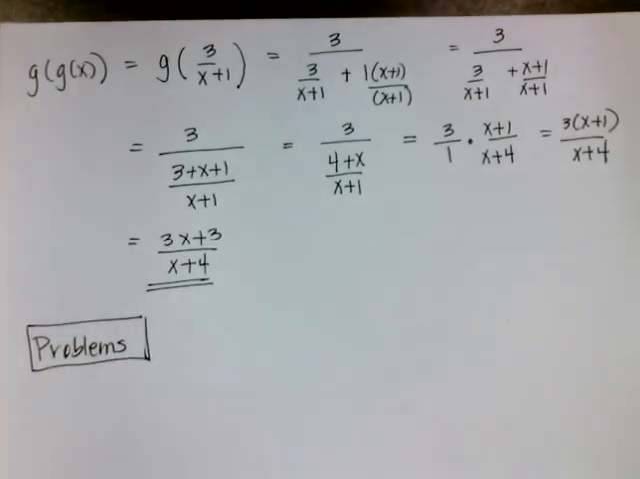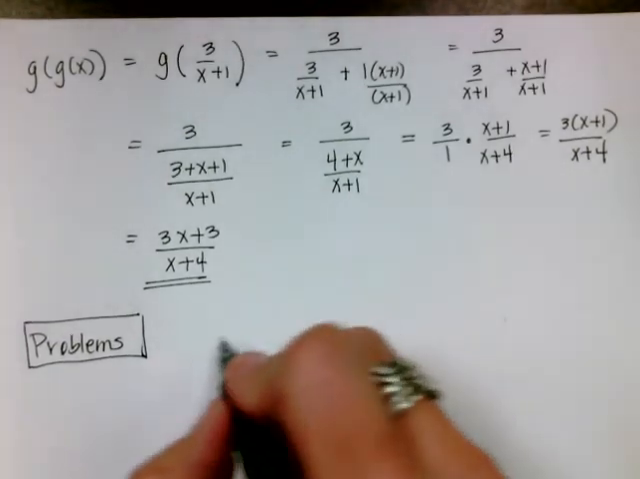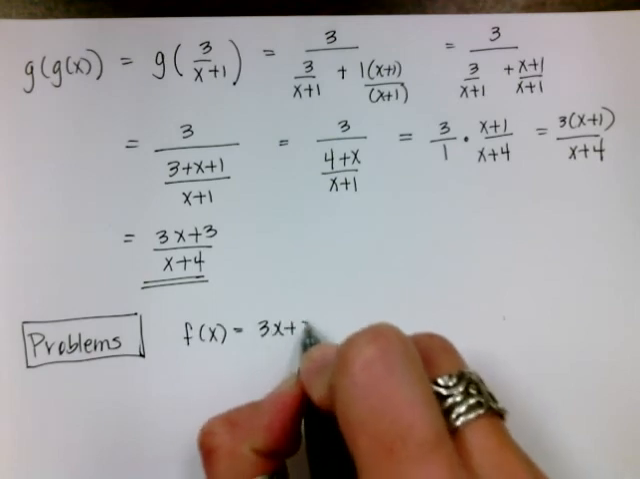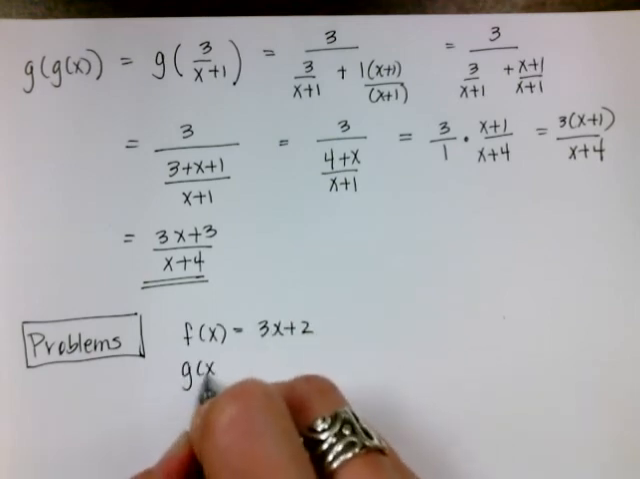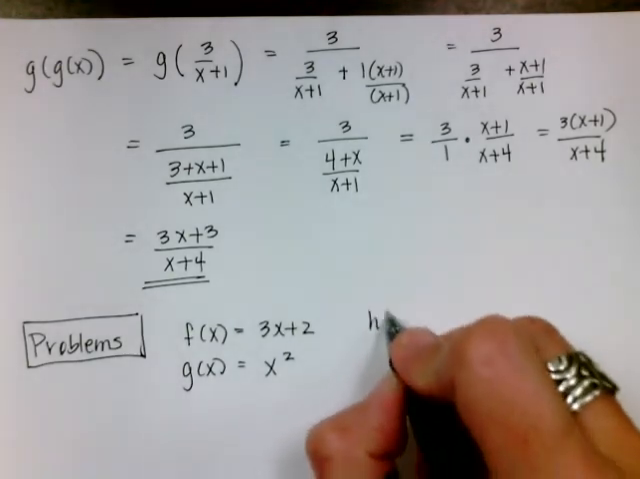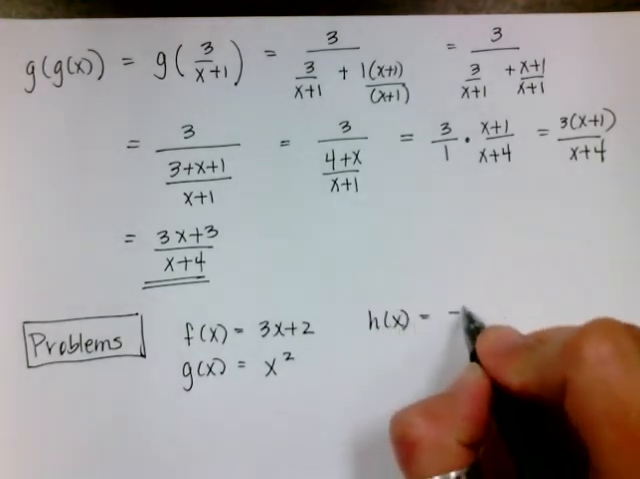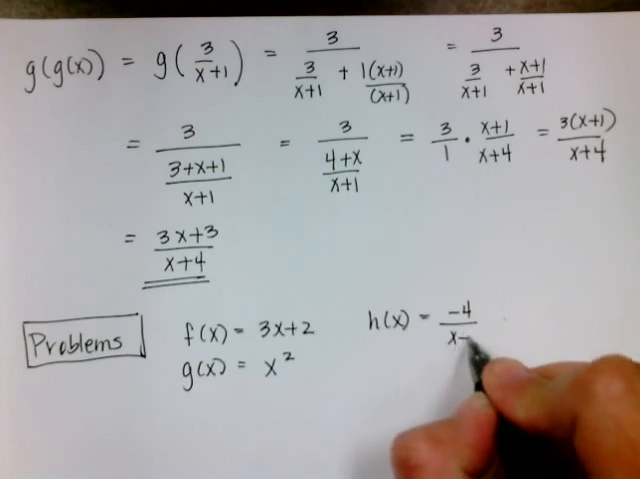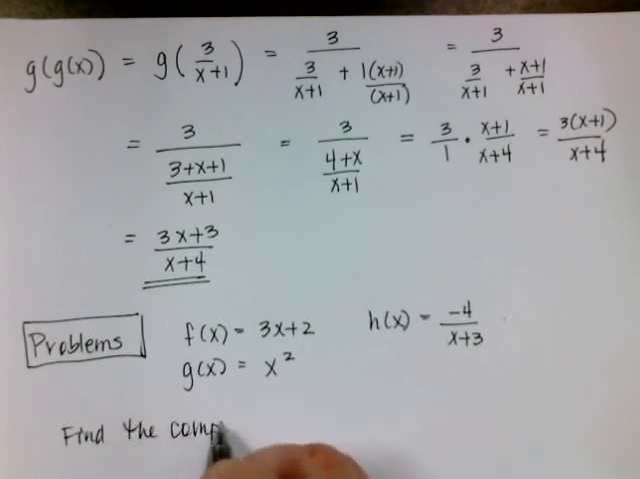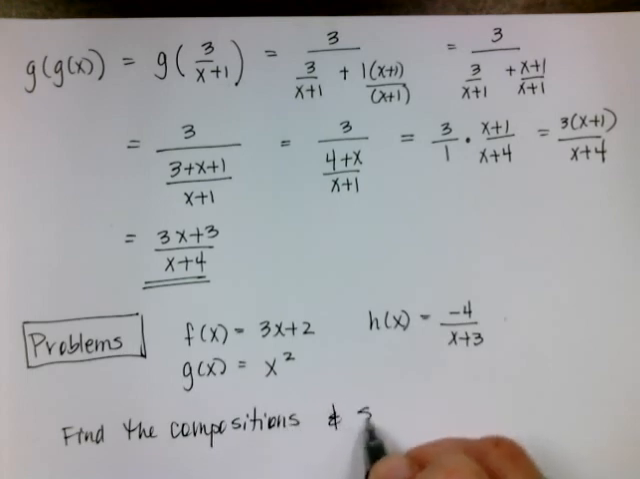Okay. In these particular problems, your f of x is going to be 3x plus 2. Your g of x is going to equal x squared. And your h of x is going to equal negative 4 over x plus 3. All right. So I want you to find the compositions and simplify.